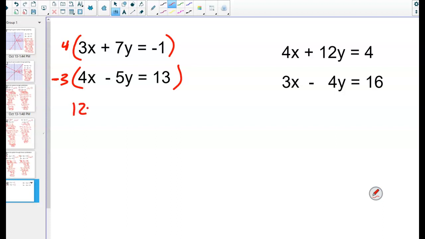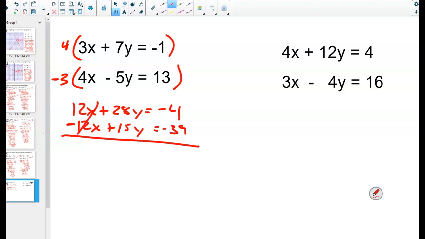So this becomes 12x plus 28y equals negative 4. And if you got rid of your y, you should still, in the end, get the same answer. Negative 12x plus 15y equals negative 39. So these cancel, and we're left with 43y equals negative 43. I divide 43 on both sides. y equals a negative 1.